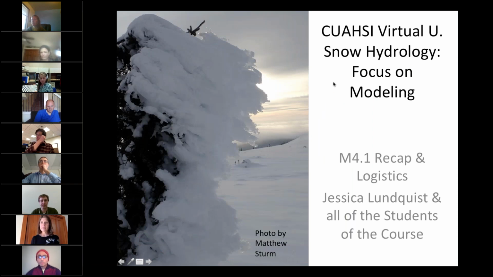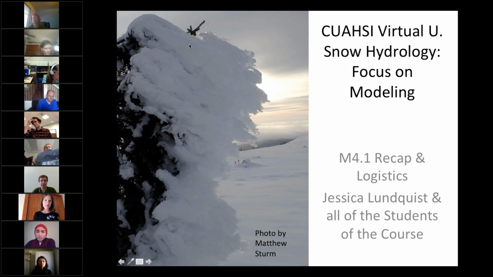Okay. So we are now on day 4, and here's a photo of extensive rime on a tree near the northern extent of the boreal forest, photo taken by Matthew Sturm.